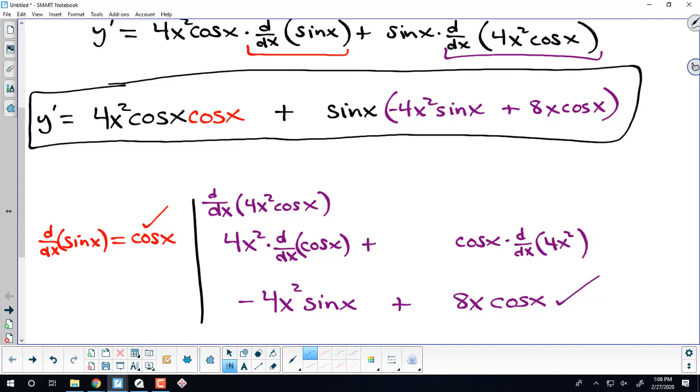Oh no, we have a cosine squared and a negative sine squared. So I don't know. We might be able to simplify it a little bit, but that's pretty much it. Any other homework questions?